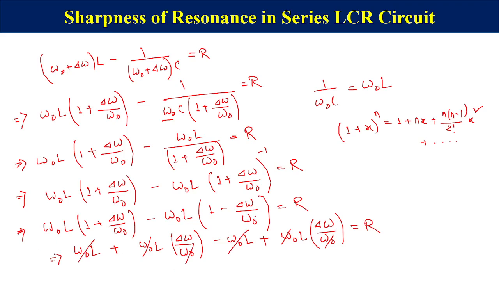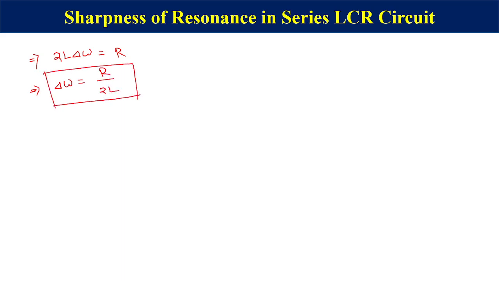So you will remain with something like that, which implies 2L delta omega is equal to R, or in a sense, delta omega will be equal to R upon 2L. So we had to obtain the value of delta omega, and we have obtained it. Now if we know the value of R and the value of L in the LCR circuit, we can easily find the bandwidth.